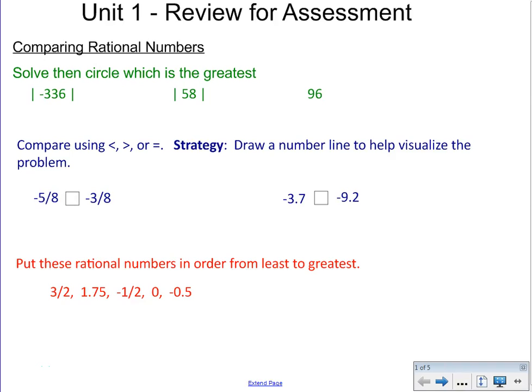Hi class, today we're going to be reviewing for our Unit 1 assessment. In the first section, we're going to be comparing rational numbers.